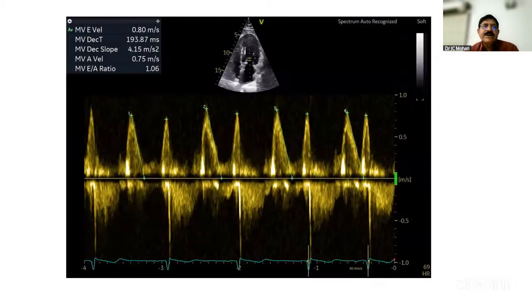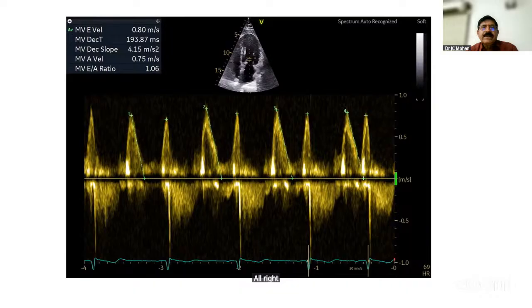This is the transmitral flow pattern. So the ratio is actually 1. So we are pretty certain that 1 fits with that 0.9 to 2 ratio. It is not exactly 1, it is 1.08, the ratio. 1.06, the upper column shows you here. The deceleration time is 193 millisecond.